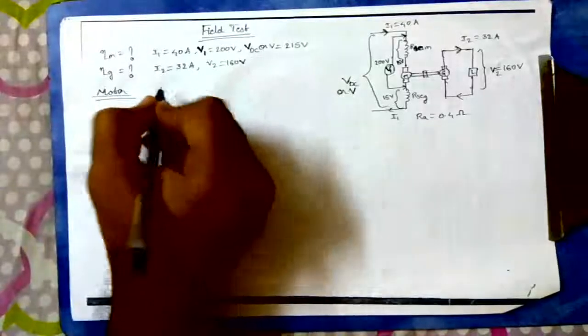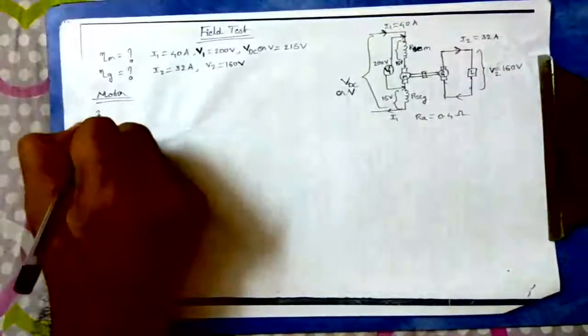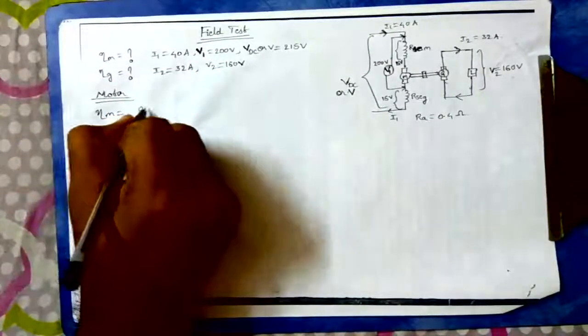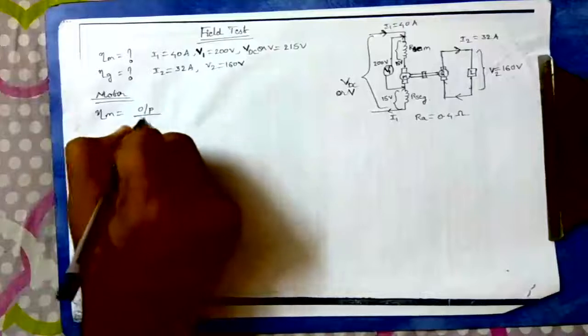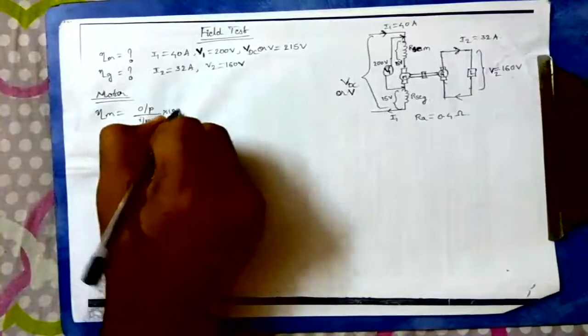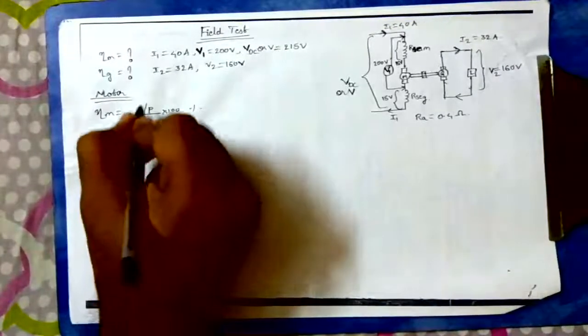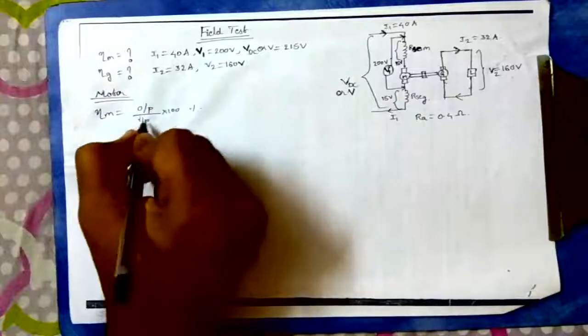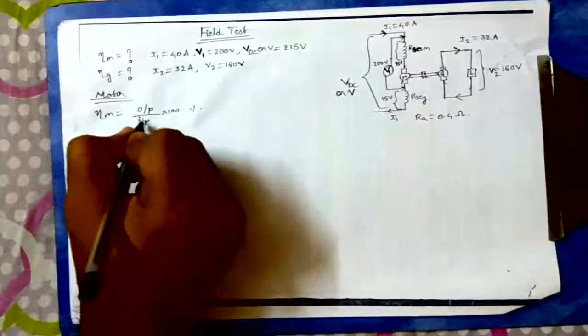Okay, now since it is with respect to efficiency of motor, I shall write the formula here. Efficiency of motor is equal to output by input, basic formula, into 100 percent. So we have to calculate output as well as input. Let us see whether we have the input or not.